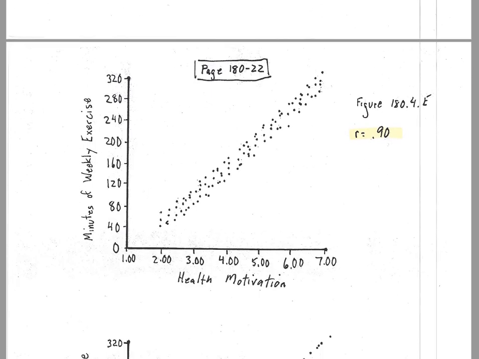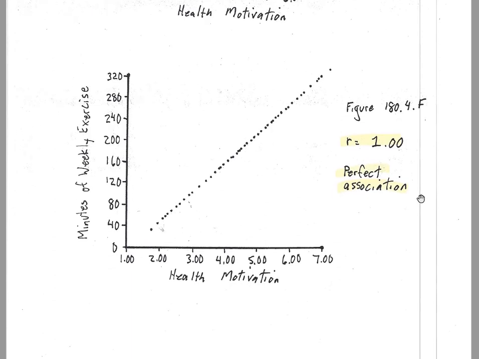More accurate still, I'm on page 180-22. Correlation is 0.90. I can't think of a time I ever did a study and I got a correlation of 0.90 between two variables. Real variables are almost never correlated that strongly in real world research. But if you had a correlation of 0.90, the scattergram probably looks something like this. Notice it's still slanting, but now it's a very skinny football. If somebody scores high on health motivation, we can predict where they probably score on minutes of exercise with great precision. That's strong correlation.